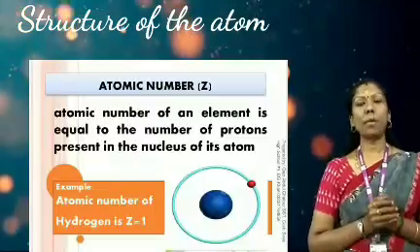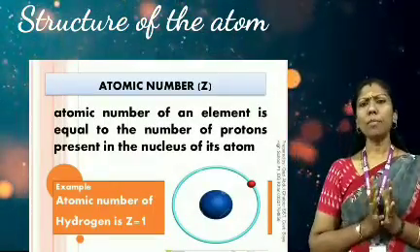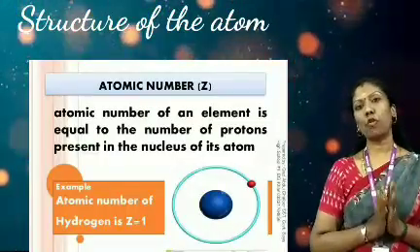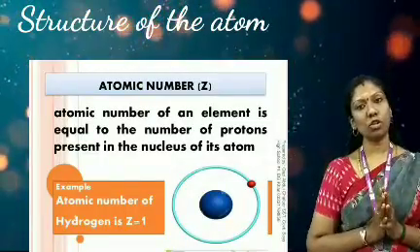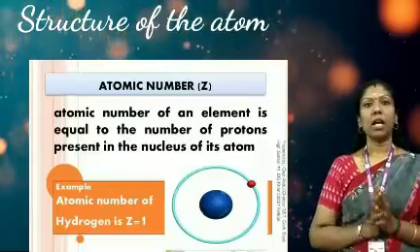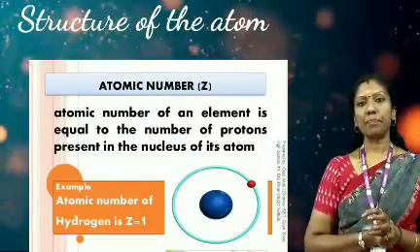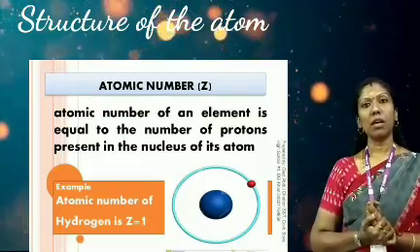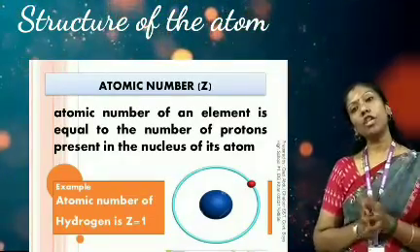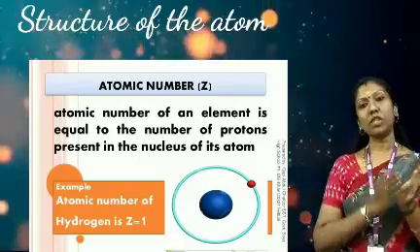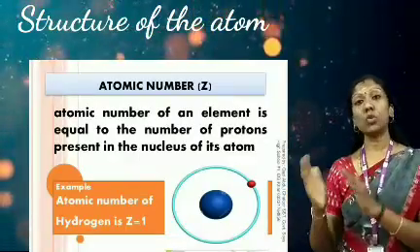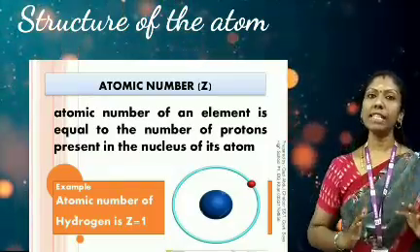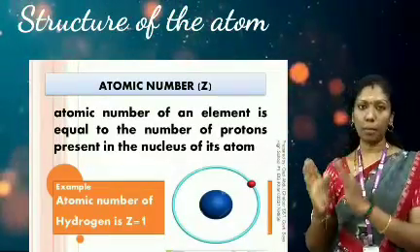The next one is atomic number. Now, atomic number is the total number of protons present inside the nucleus of an atom. Atomic number is denoted by the letter capital Z. Now, if the number of protons is 20, for example, how many will be the number of electrons? Absolutely, the number of electrons will also be 20, because plus 20 proton and minus 20 electron will keep the atom neutral. So, always the number of protons is equal to the number of electrons.